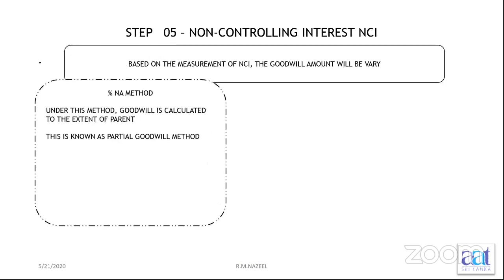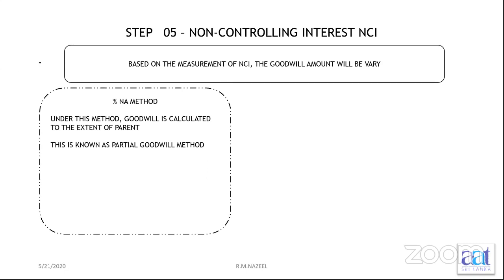So you can see, based on the measurement of NCI, the goodwill amount will vary. That is the problem, right? Why? Percentage net assets equal the book value, therefore no goodwill. So under the percentage net asset method, we calculate goodwill to the parent's extent. This is known as the partial goodwill method. This is the partial goodwill. We calculate it for the acquisition part.